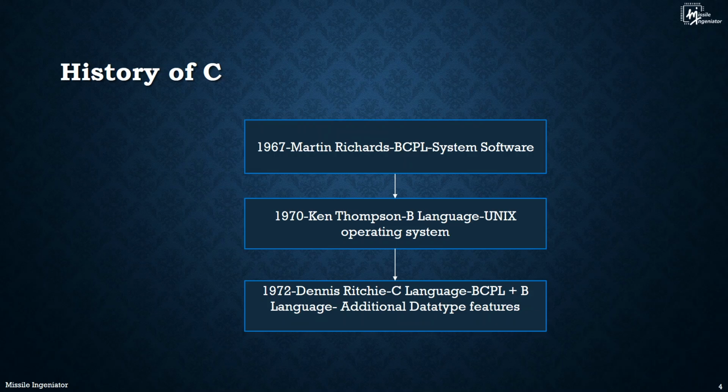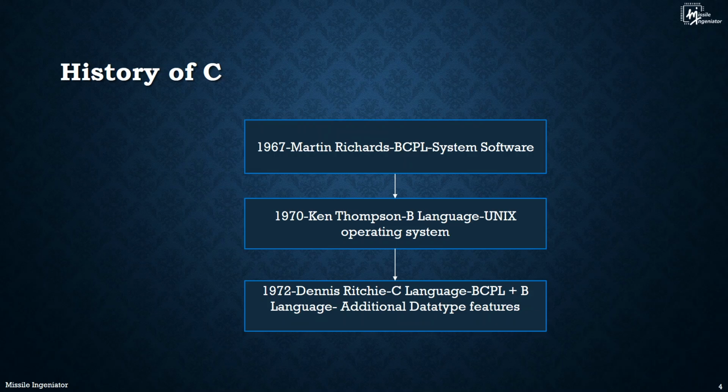Then, coming up with a new advanced version of BCPL and the B language, in 1972 Dennis Ritchie developed the C programming language, combining the features of BCPL and B with additional features such as data types. We will be coming across all of these C programming concepts in these videos.